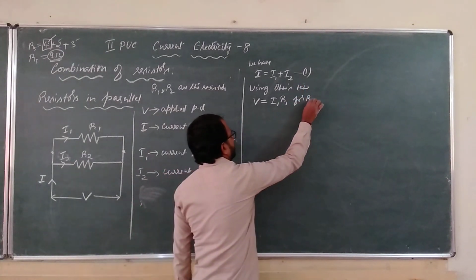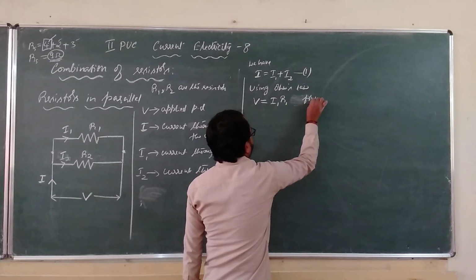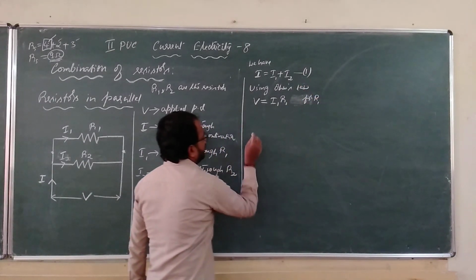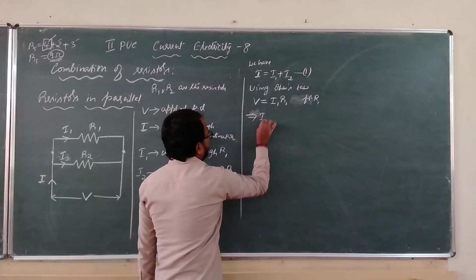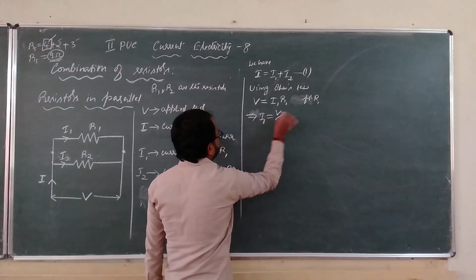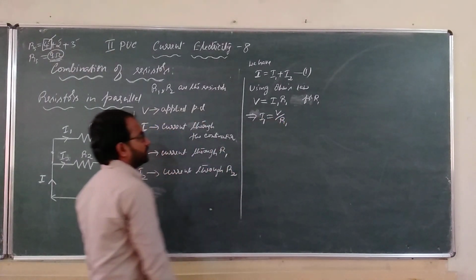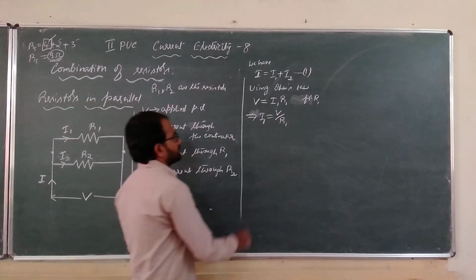For first resistor R1, V is equal to I1 into R1. What is I1? I1 is V by R1. Okay, I1 is equal to V by R1. What about the second resistor?